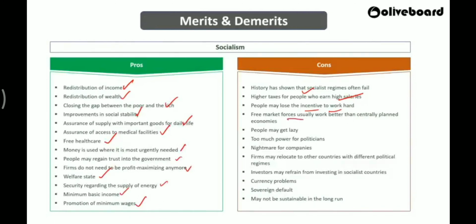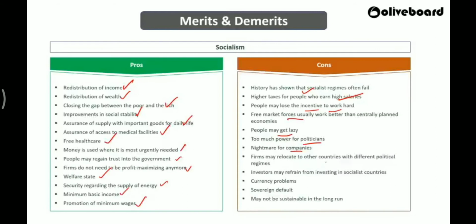Yes, guys, and that's what I told. Always the market will adjust according to the prices, according to demand and supply. But when everything is done by the government, obviously there will be certain friction in the market. People may get lazy. Yes, too much power for politicians. I said again, it goes to what? Dictator rule. Nightmare for the companies. Why? Because private choices are not there. Obviously when the government says what to do, it will always be there.